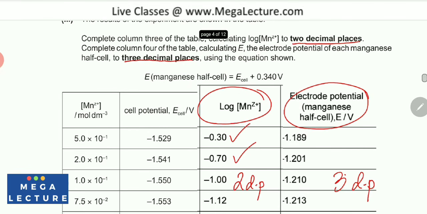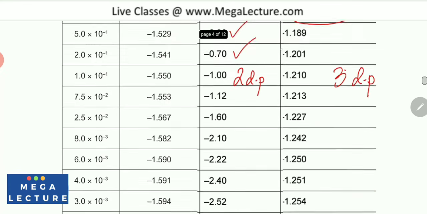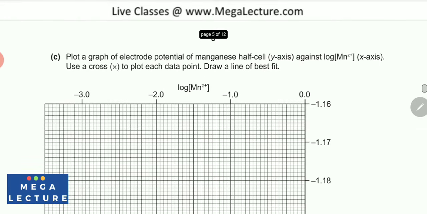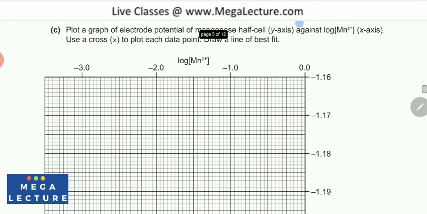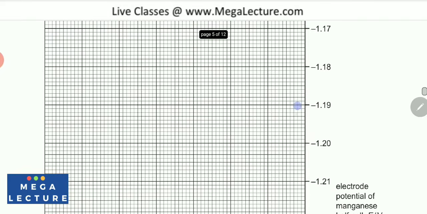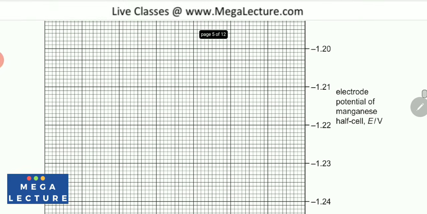The next part, and remember, it has nothing to do with your understanding of electrochemistry. You just had to follow the instructions. Remember, follow the instructions that are given in P5, and you would be fine. The next part is you're being asked to plot a graph of each electrode potential of manganese half cell on the y-axis and log of Mn plus on the x-axis. Use a cross to plot each data point. Draw a line of best fit.